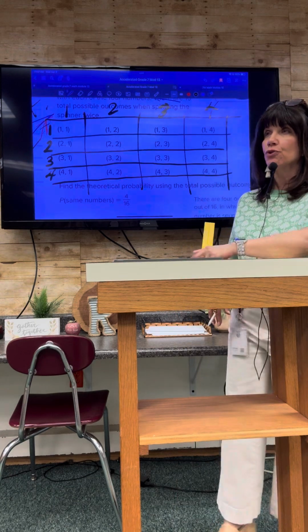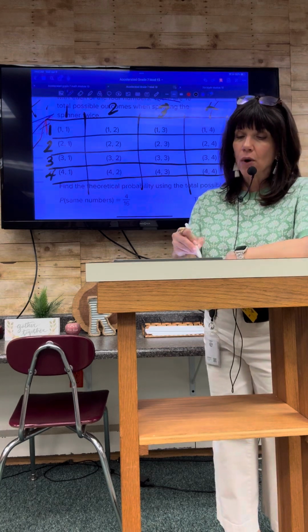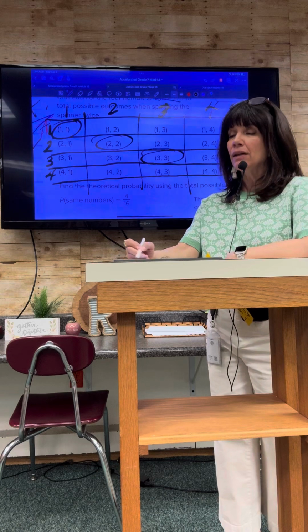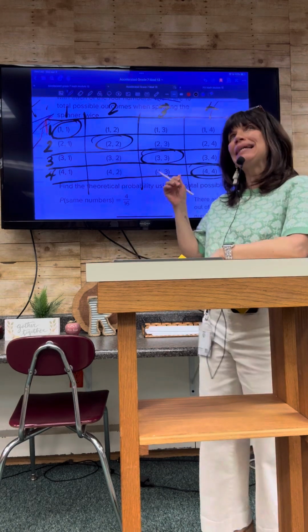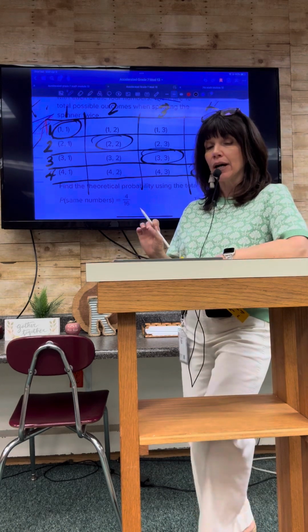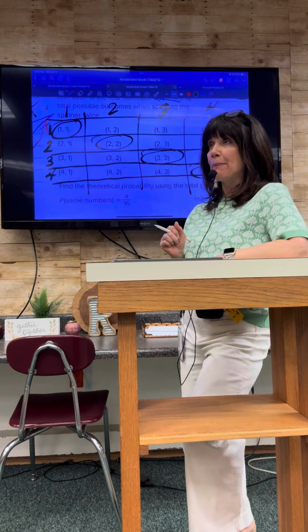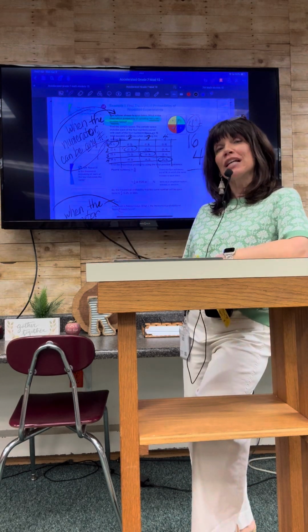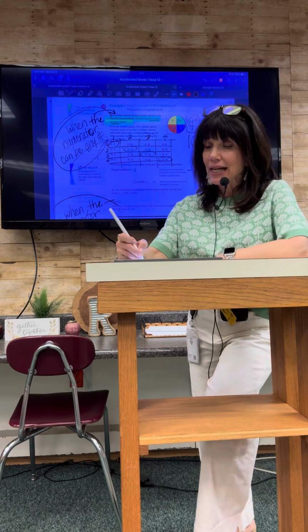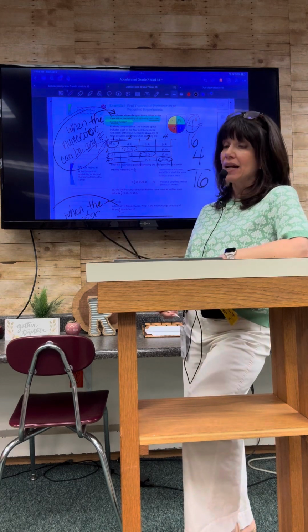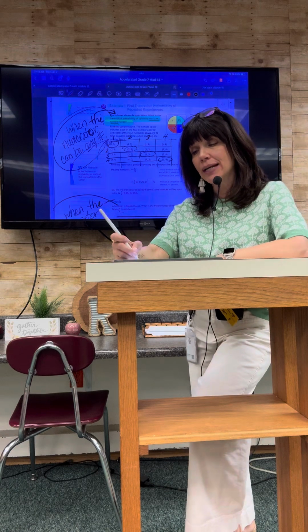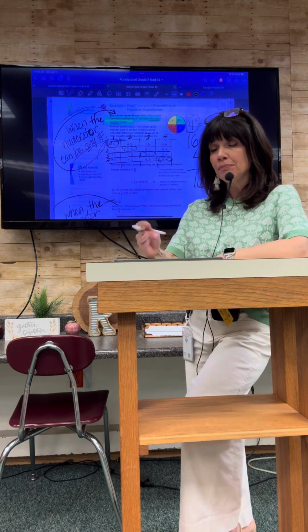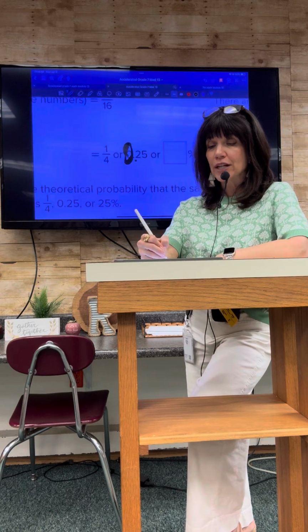What is the first thing you circled? 1, 1. And the second? 2, 2. Keep going. 3, 3. And? 4, 4. So how many times did you get the outcome of the same number happening twice? 4 times. Out of how many spins total? 16. Now, if I simplified this, I could divide both pieces by 4, and I could get what? 1 over 4. And what would that be equal to in decimal form? 0.25.